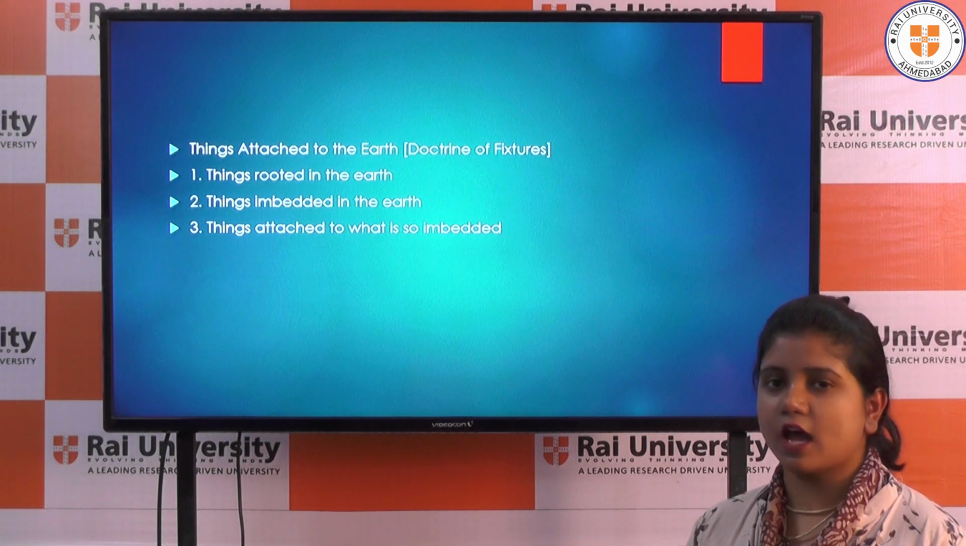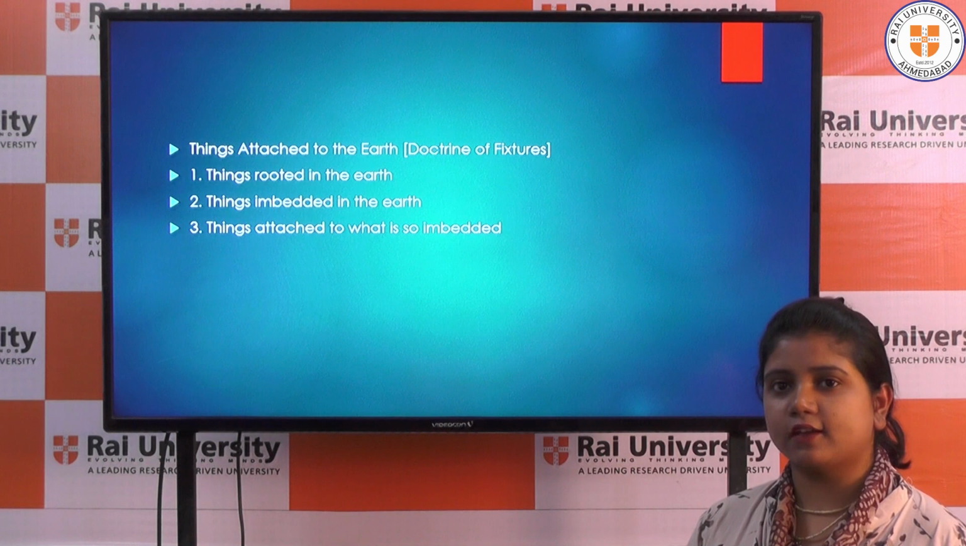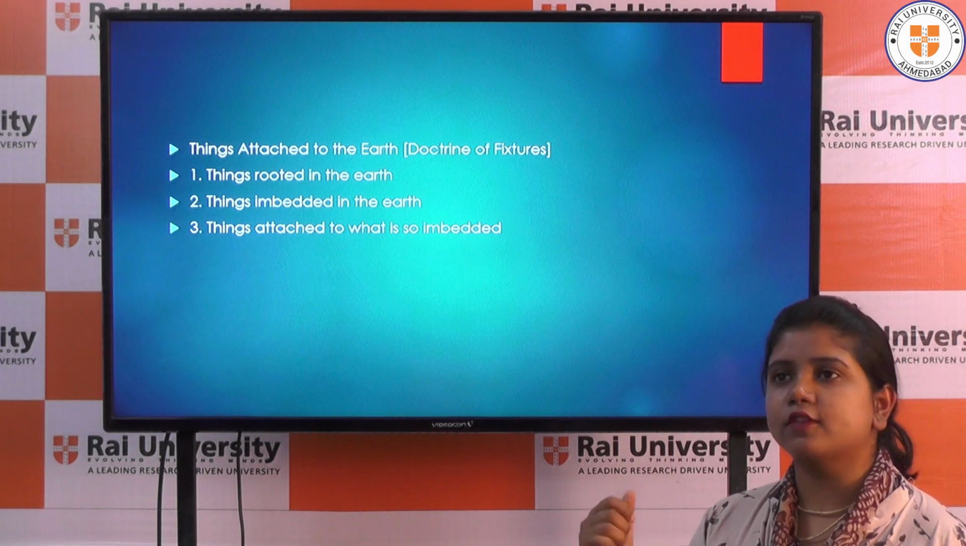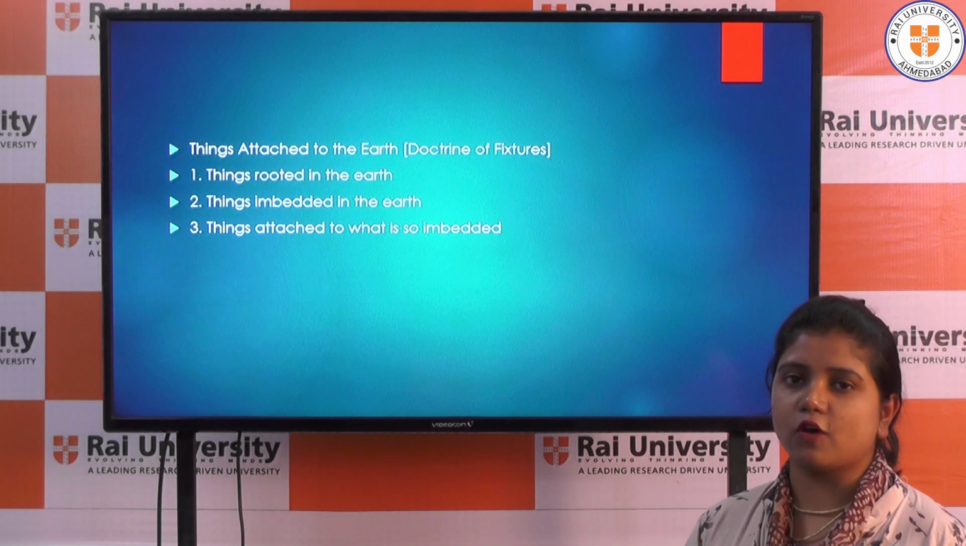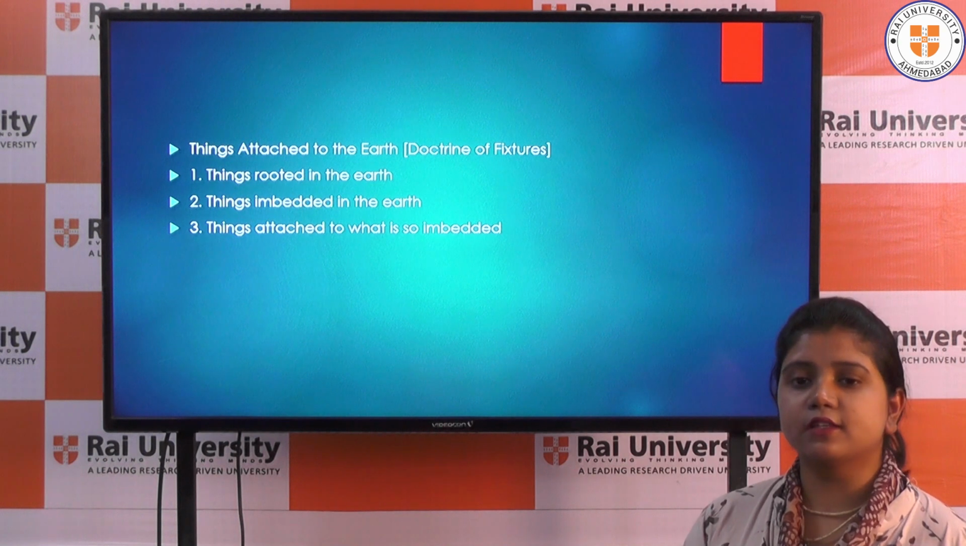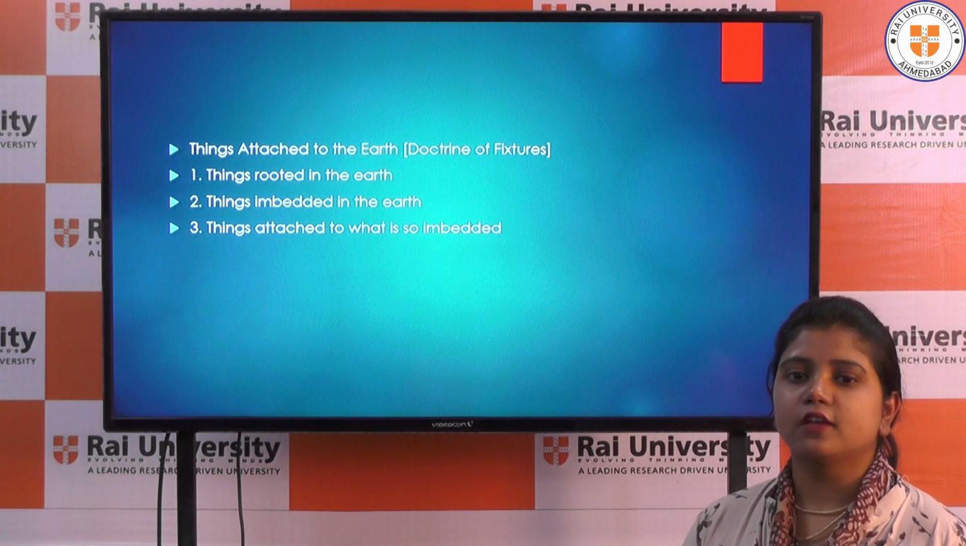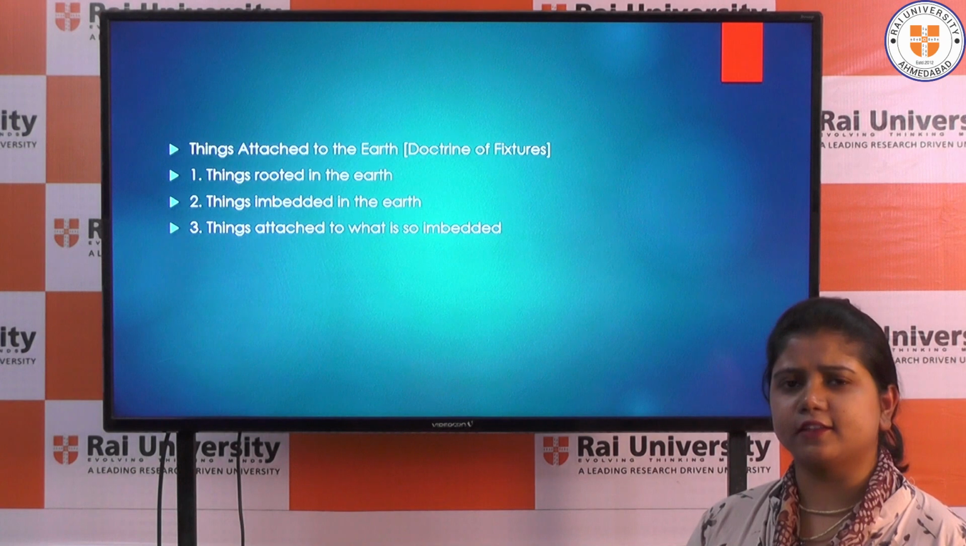If a person sees a house and wants to purchase that house, you cannot remove the doors and the windows later on and say these are movable property, because they are the things which are attached to what is so embedded in the earth.